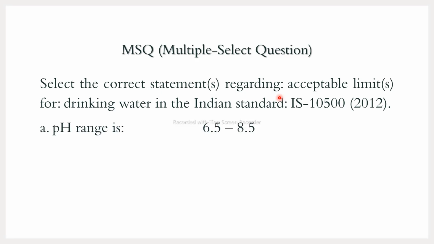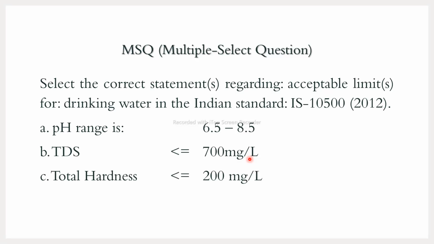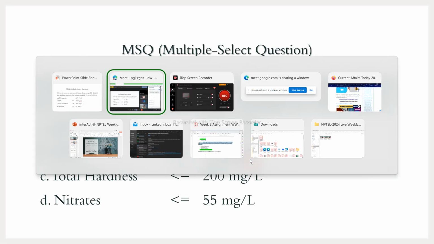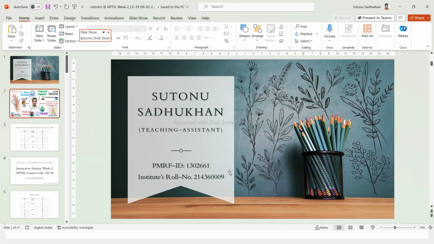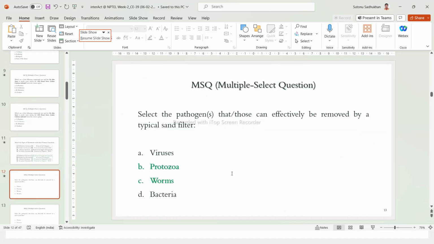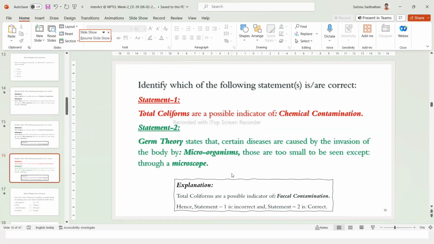Option A is pH range 6.5 to 8.5. Option B, TDS. TDS is the total dissolved solid. That must be less than or equal to 700 milligram per liter. Option C, total hardness less than or equal to 200 milligram per liter. And option D, nitrates less than or equal to 55 milligram per liter. I will give you 2 minutes to come up with the correct answer. You can type your answer in the chat box.